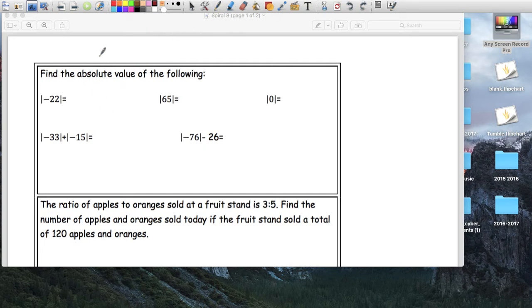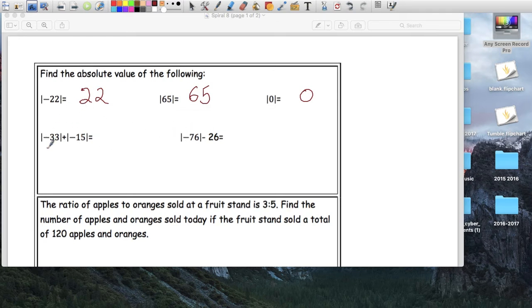So if you're standing on top of -22, and you have to walk to zero, how many units would you cover? You would cover 22 units. Inches, meters, yards, whatever it is. If you're on top of 65 and you measure your distance from 65 to 0, it'd be 65 units. How far is 0 away from 0? Just 0.